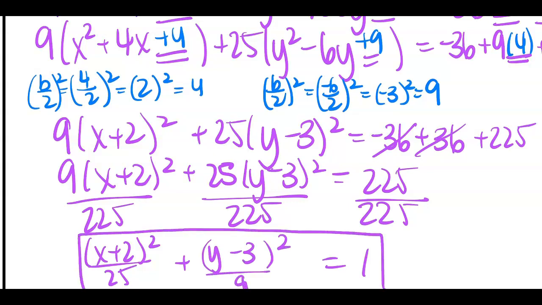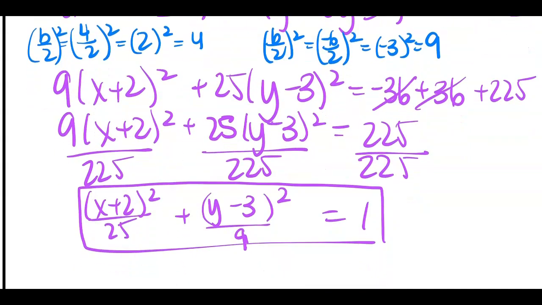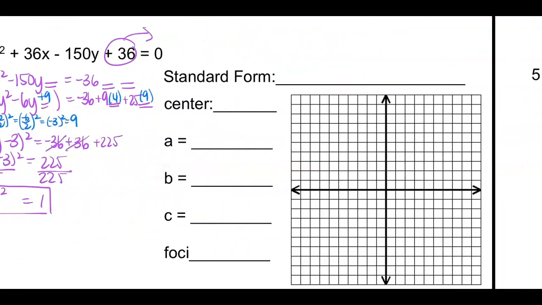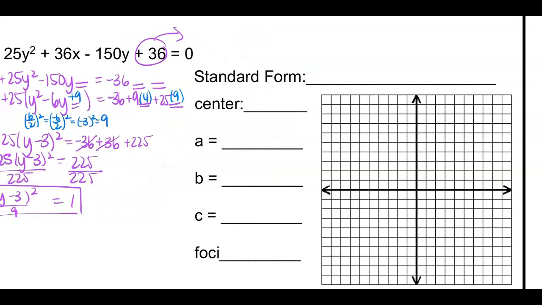This is my equation. It seems like it takes a while, but it's literally just going through the same steps and adding in literally 2 more pieces. The 2 more pieces are factoring out that common number that they have and then dividing everything by 225 at the end. So let's take this and graph it. Over here to the side, I'm going to rewrite the formula. So we had (x + 2)² over 25, don't forget to square it, plus (y − 3)² over 9, and we're setting it equal to 1.